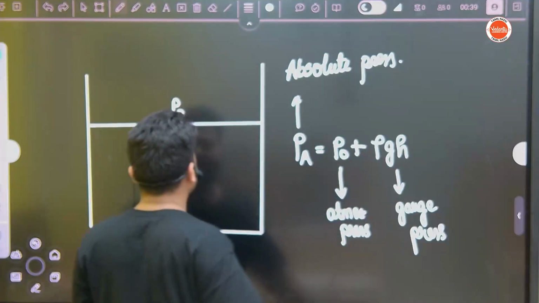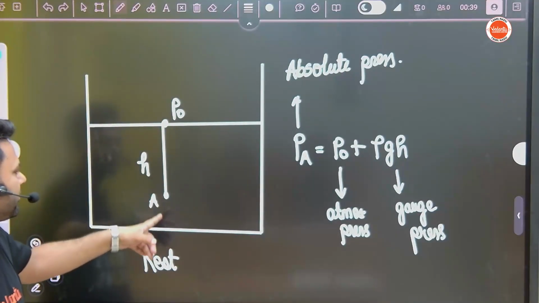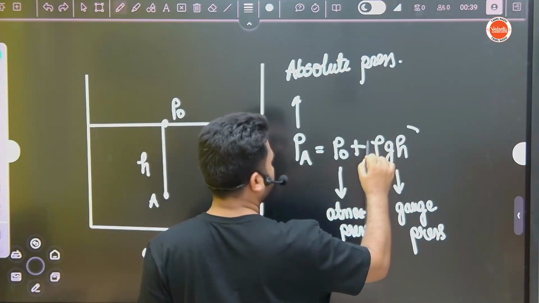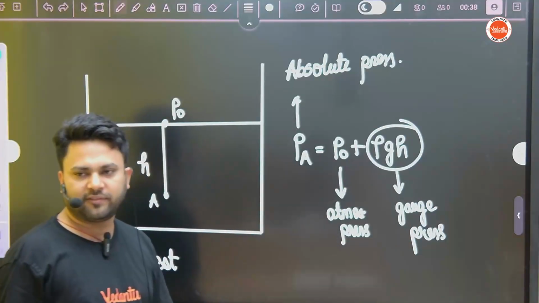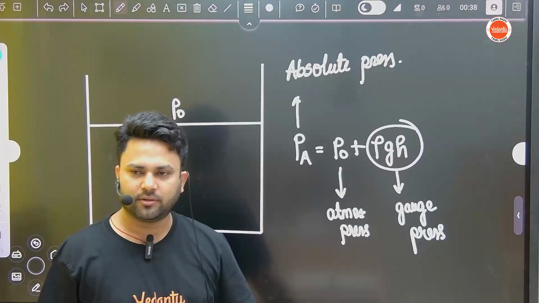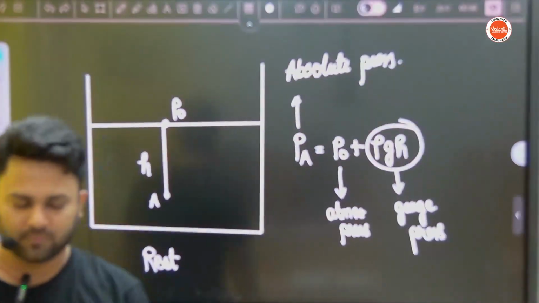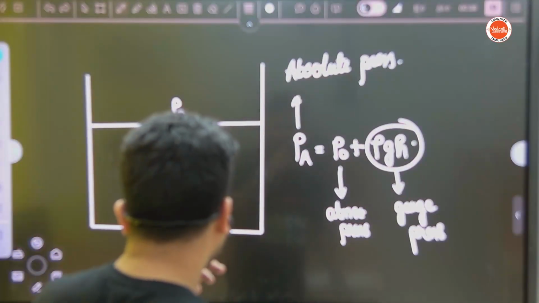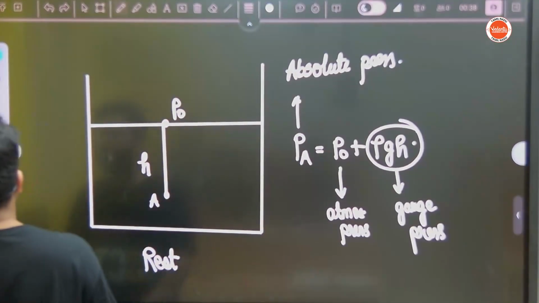Means someone asks what is the gauge pressure at A. So you will write just this term. If they ask what is the total pressure or absolute pressure, so P naught plus rho g h. Correct? Achha, one more thing.